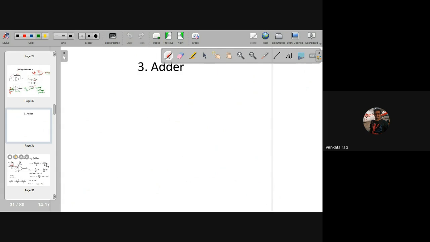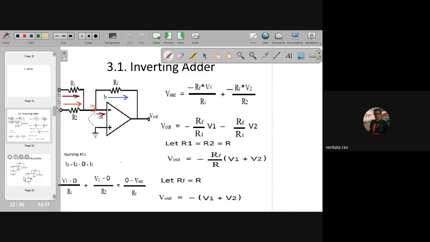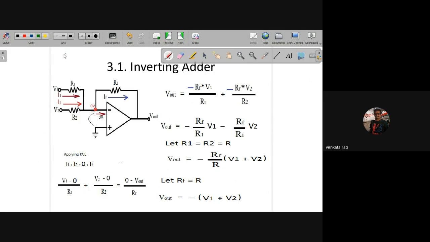So next one is the adder. Here we can classify adders into two types, based on the terminal where you apply the input: inverting adder and non-inverting adder. For the inverting adder, input is applied at the inverting terminal. For the non-inverting adder, inputs are applied at the non-inverting terminal. Now this is the inverting adder, and I'm applying the same procedure.